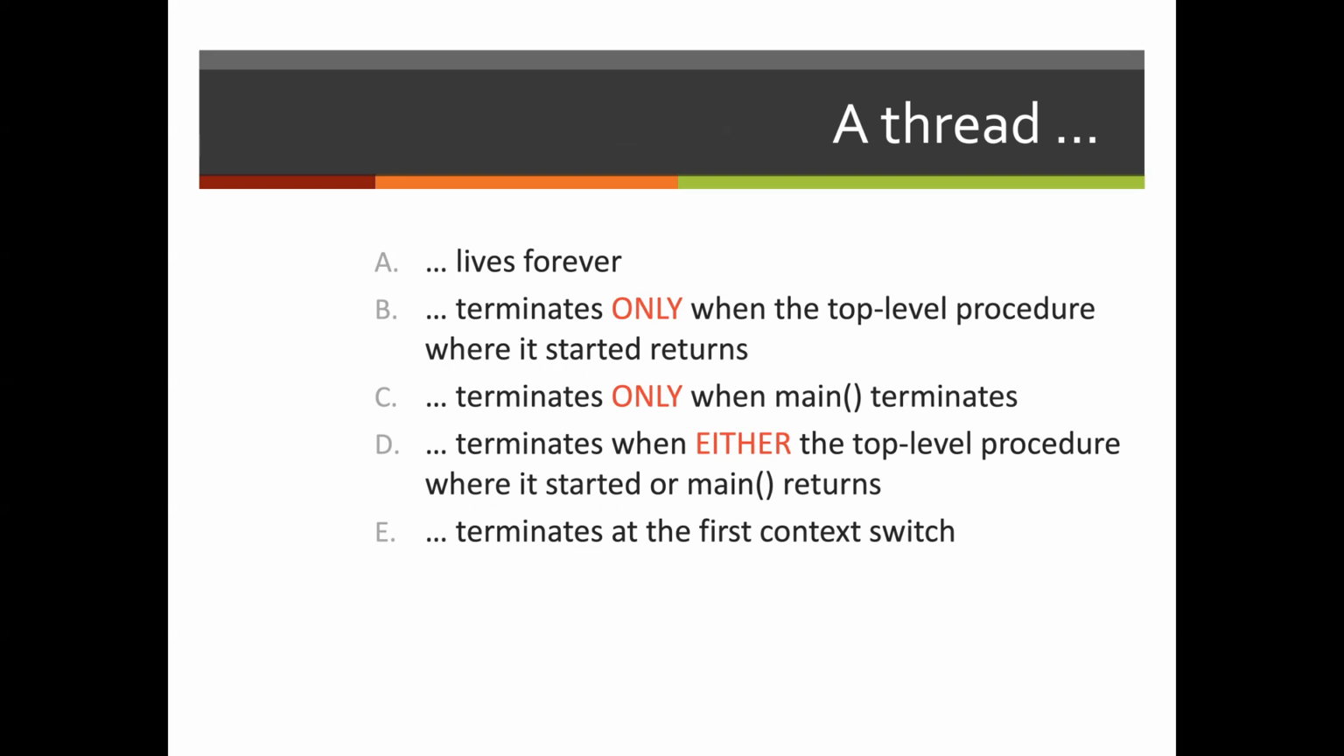B, does a thread terminate only when the top level procedure where it started returns? C, a thread terminates only when main terminates. D, a thread terminates when either the top level procedure where it started or main returns. Or E, a thread terminates at the first context switch. And in this case, we want to consider that it will terminate when the top level procedure where it started returns.